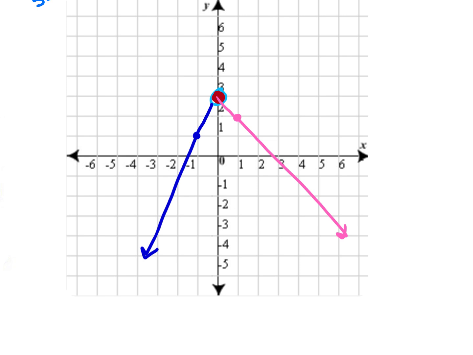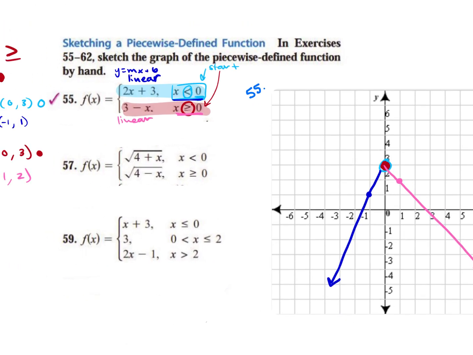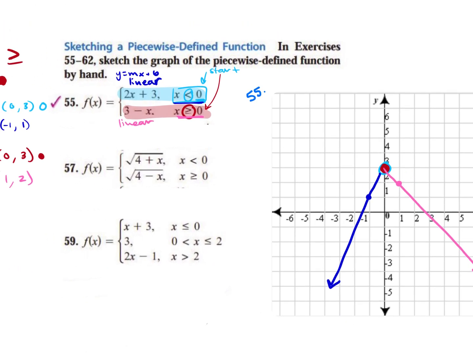If you want to plug in more points to make it more exact, that's fine. You can plug in as many points as you want, but it's linear, so you only need 2 points to make a straight line. So that would be the graph of our piecewise function. Any questions there?